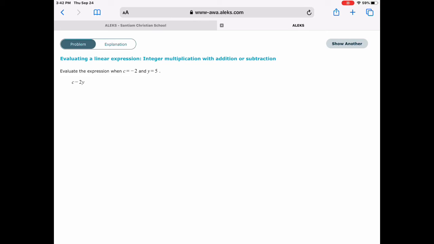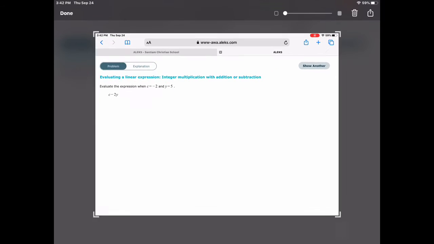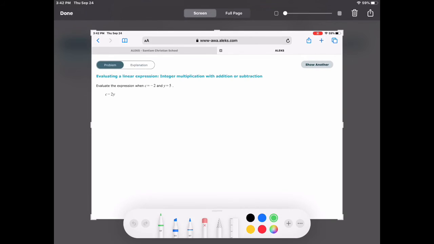Here we are evaluating a linear expression, integer multiplication with addition or subtraction. We're just plugging in numbers. There's a couple of things that I need you to look out for, and I'll see if we run into them when we work these problems. So c minus 2y, if c is -2, I'm going to plug in, I like to use parentheses around the number that I just plugged in, and I'll show you why if we run into the weird exponent thing. It's probably in the next problem.